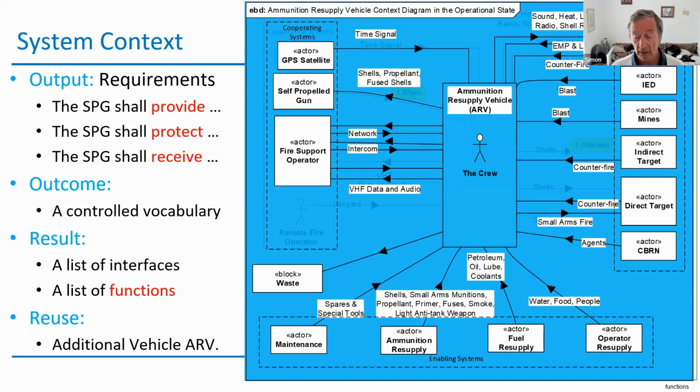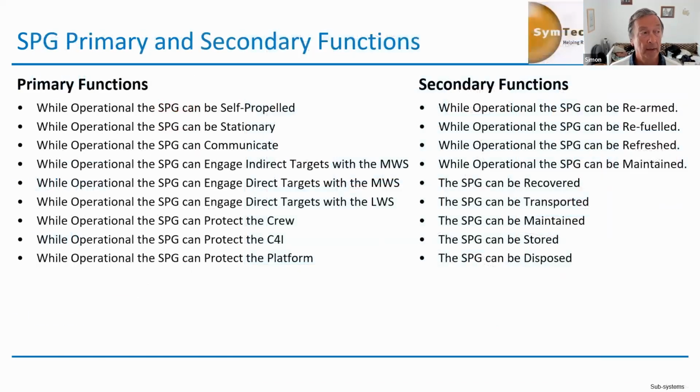So I talked about having functions. What functions were they? Well, these are all the primary and secondary functions that were identified. So while operational, the SPG can be self-propelled or stationary. It needs brakes. It's going to communicate and engage with targets. It's also got to be rearmed, refueled, recovered, transported, maintained, etc.